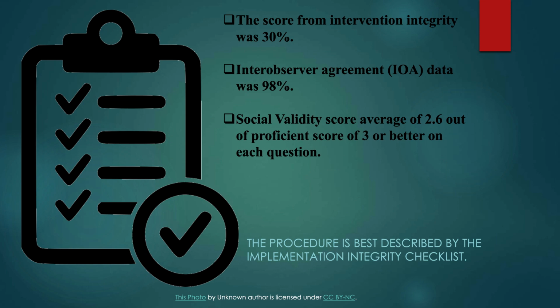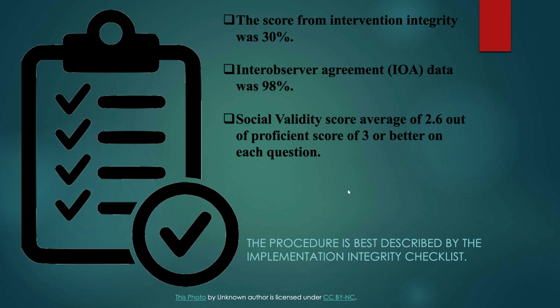My score from intervention integrity was 30%. So that wasn't very good. Inter-observer agreement data was at 98%. That was good. And the social validity score was 2.6 out of a possible 3, with 3 or better meaning 3, 2, or 1 for each of the 6 questions.